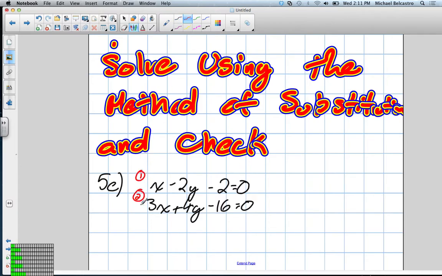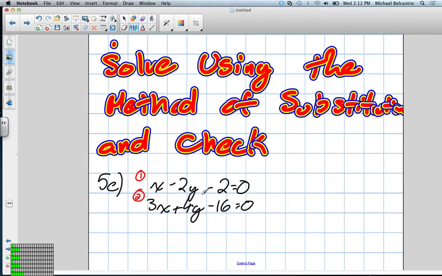And remember, the goal is we want to set one equation equal to a variable. Right now, neither of the equations are equal to a variable. They're both set equal to 0. That doesn't quite work for us. We need an equation equal to a variable. So, this is very similar to your question 2 in your textbook.